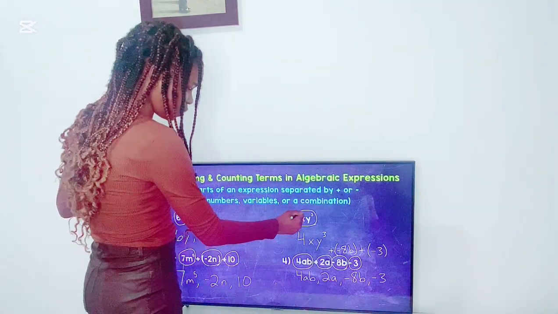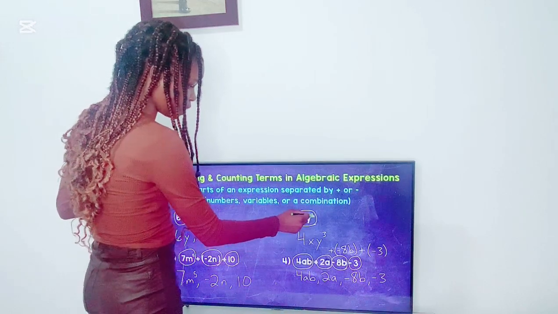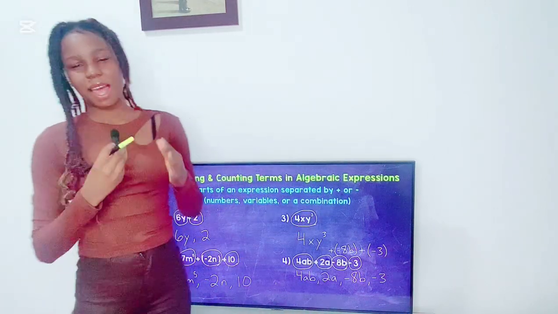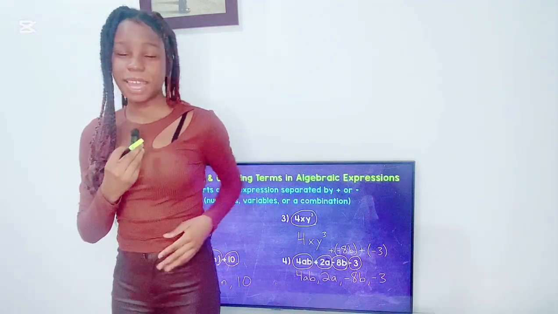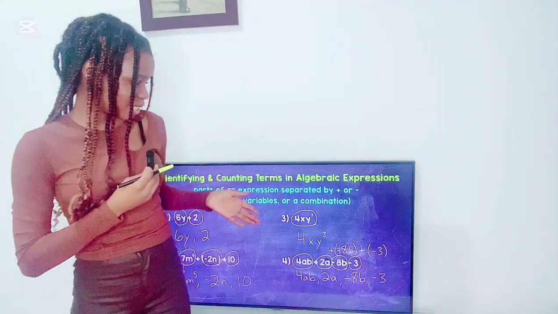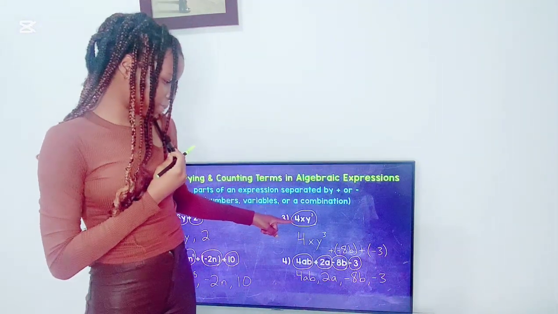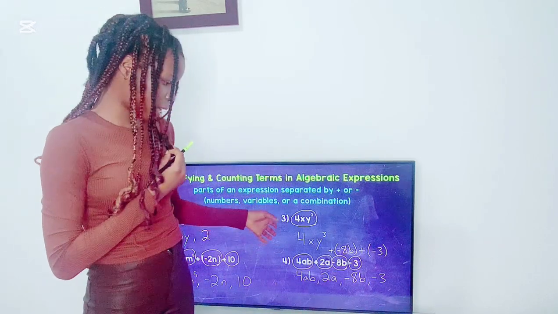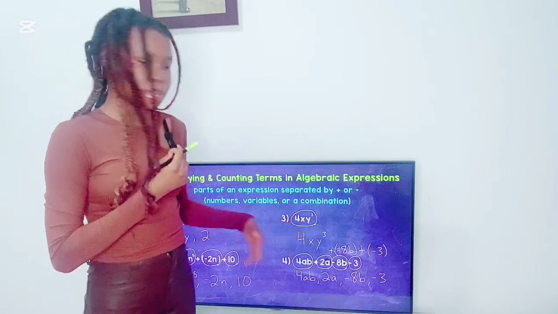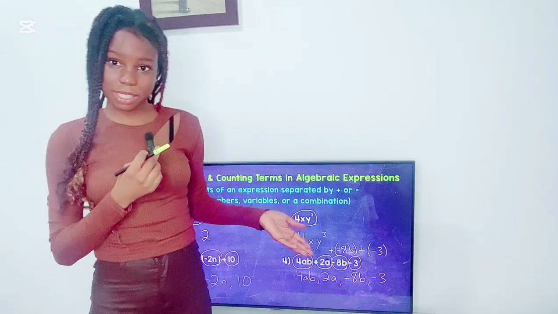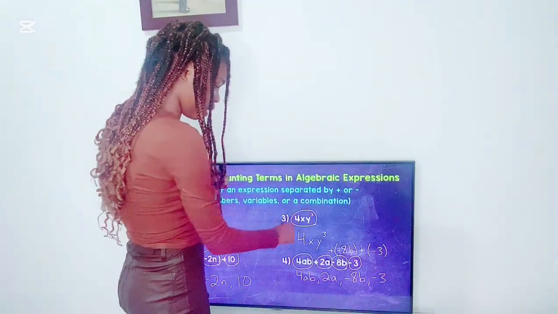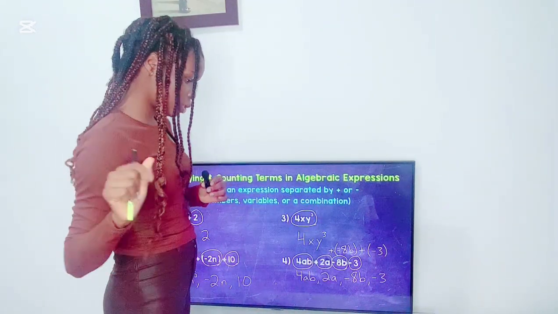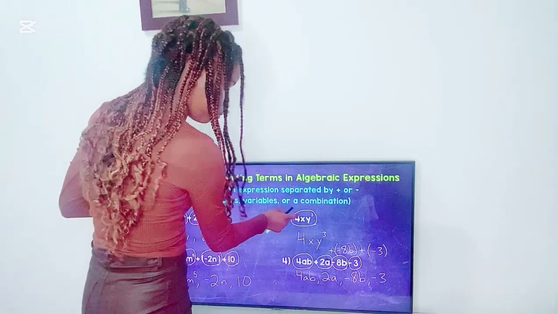Number 3 says 4xy raised to the power of 3. Now, of course, you might be really tempted. Oh, I hope you guys are seeing me, by the way. You might be really tempted to say, "Oh, this has different terms, or how many of them? 1, 2, 3. This has 3 terms, right?" But basically, what they mean by 4xy raised to the power of 3, this is one term. Okay, this is one term.